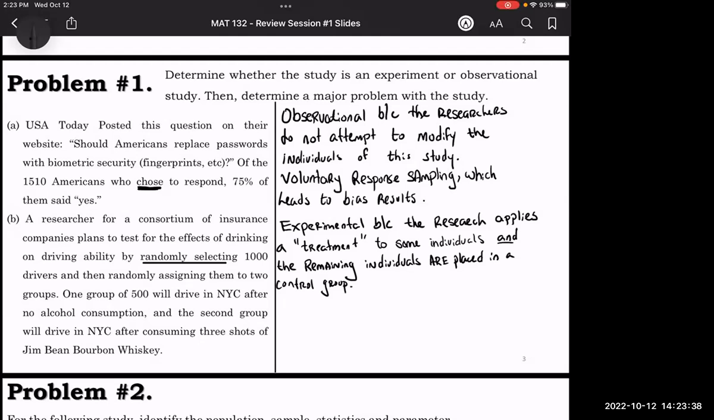So what else can we say? What's a major problem with this study? Think about it. This is where you have to actually think about it logically. What is technically our treatment again? Alcohol. And what do we know about drinking this alcohol? What are we doing? It's hindering our abilities, namely hindering our ability to drive.